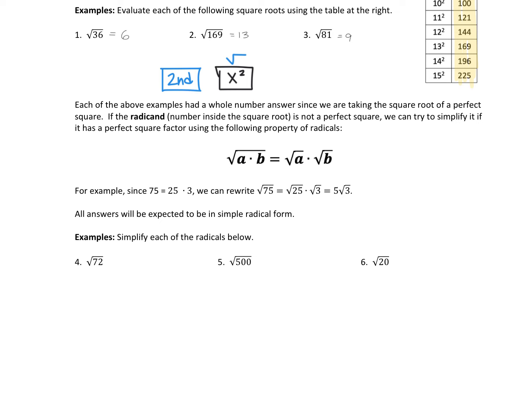Each of those answers had a whole number answer since we're taking the square root of a perfect square. However, if the radicand, the number inside the root, is not a perfect square, we can simplify it if it has a perfect square factor. So simplify it if it has a perfect square factor. This is what you're looking for, a perfect square factor.